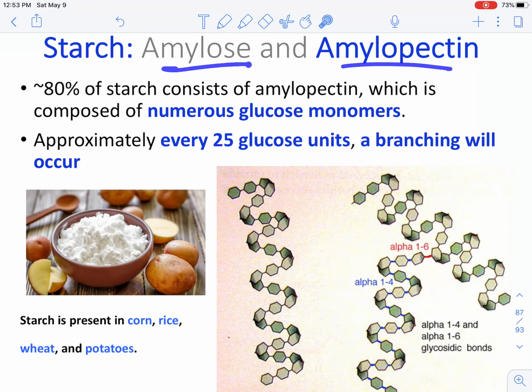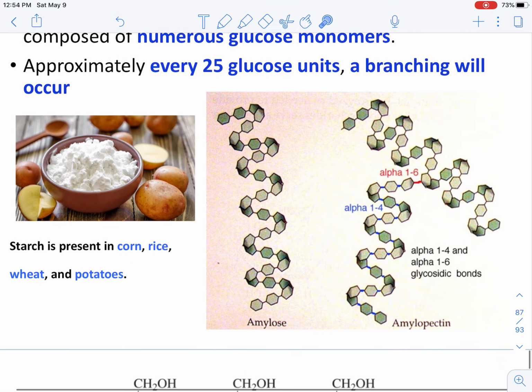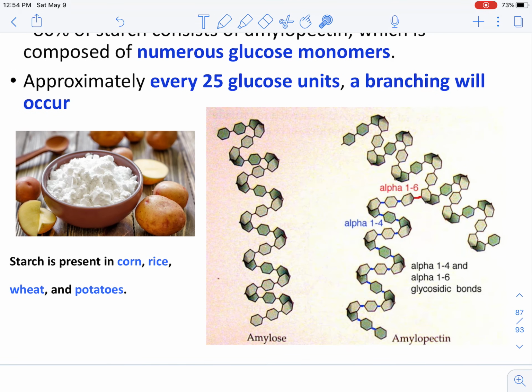Amylopectin, very similar to amylose, is composed of glucose monomers. So this is a similarity between amylose and amylopectin. They're both composed of numerous glucose monomers. However, the difference between amylose and amylopectin is that amylopectin is a branched polysaccharide, and the branching occurs every 25 glucose units, much like you see here in this image.